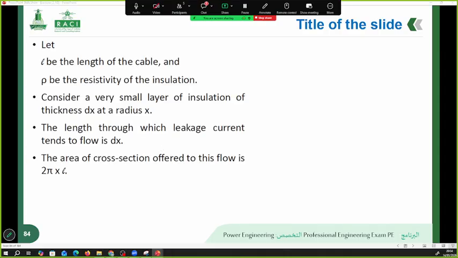Okay, based on this, we will have some parameters like this. L is the length of the cable, and rho is the resistivity of insulation, considering a very small layer of insulation of thickness dx at a radius x. And the cross-sectional area offered to this flow is 2πxL.